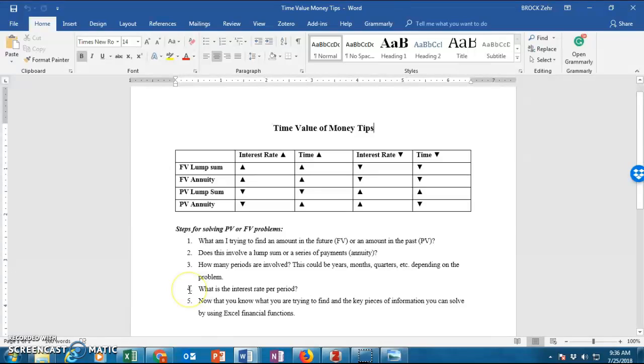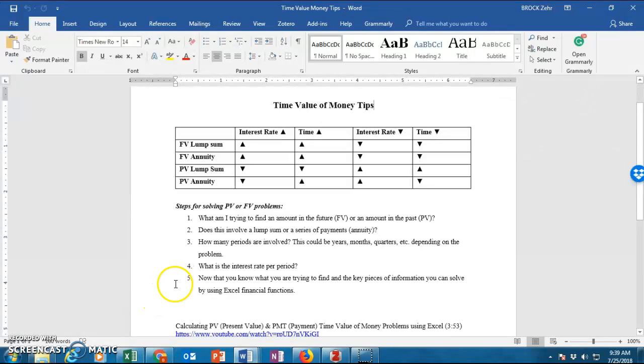And fourthly, what is the interest rate per period? If the rate is 12%, but the interest is calculated monthly, I would need to take that 12% and divide it by 12 months, and my interest rate per period would be 1% per period or per month. So once I've answered those four questions, then I have the key pieces of information that I'll need to input into Excel to solve the problem.